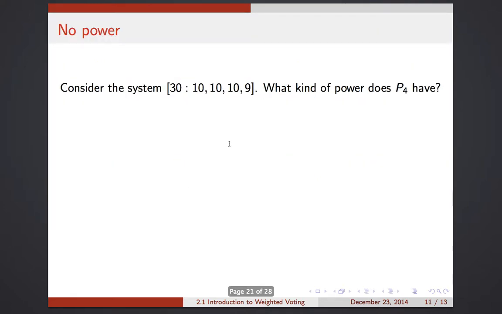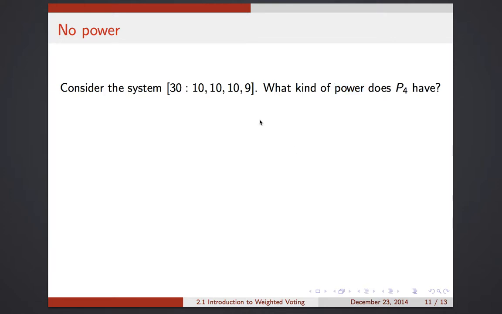So now let's examine some power issues of players. So here's a system in which there are 4 players. The first 3 players all have 10 votes, and the 4th player has 9 votes. So my question to you is, what kind of power does player 4 have? And this is kind of a problematic question because I haven't defined what the word power means, but let's just sort of intuitively talk through this.